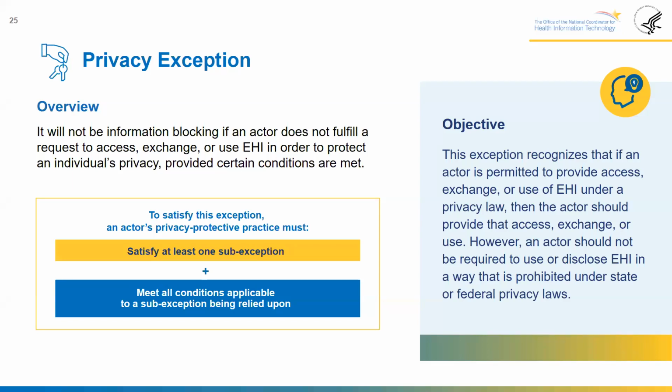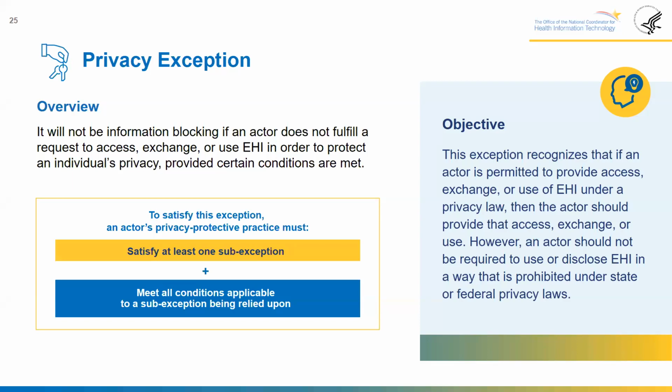The second sub-exception has to do with health IT developers of certified health IT not covered by HIPAA. Our goal with this sub-exception is to ensure that health IT developers of certified health IT who are not covered by HIPAA are treated in a similar manner to those that are covered by HIPAA. Under this sub-exception, if an actor is a health IT developer of certified health IT who is not required to comply with the HIPAA privacy rule, the actor may choose to interfere with the access, exchange, or use of EHI for a privacy protective purpose if certain conditions are met.